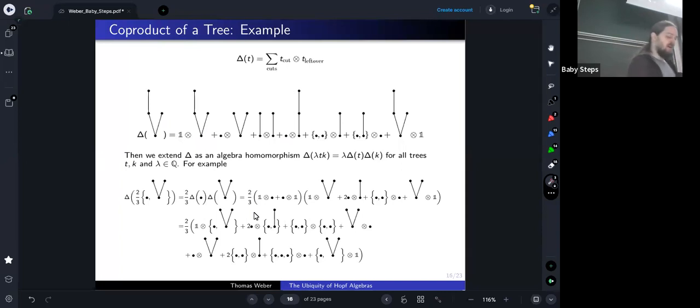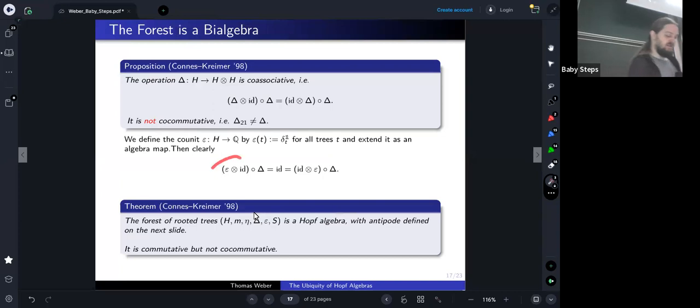So if you apply epsilon to, let's say, the first tensor factor of a coproduct, you want to get your tree back. And you can see, okay, epsilon here is just 1, and you have your tree. And in all other instances, you have something on the first tensor, so this gives always 0, and you are really left with the tree that you started with. So this shows that this holds.